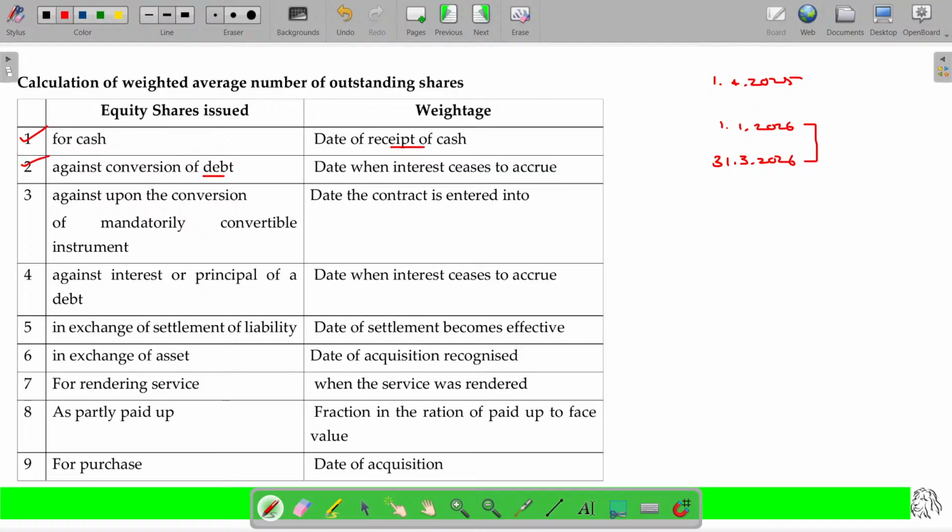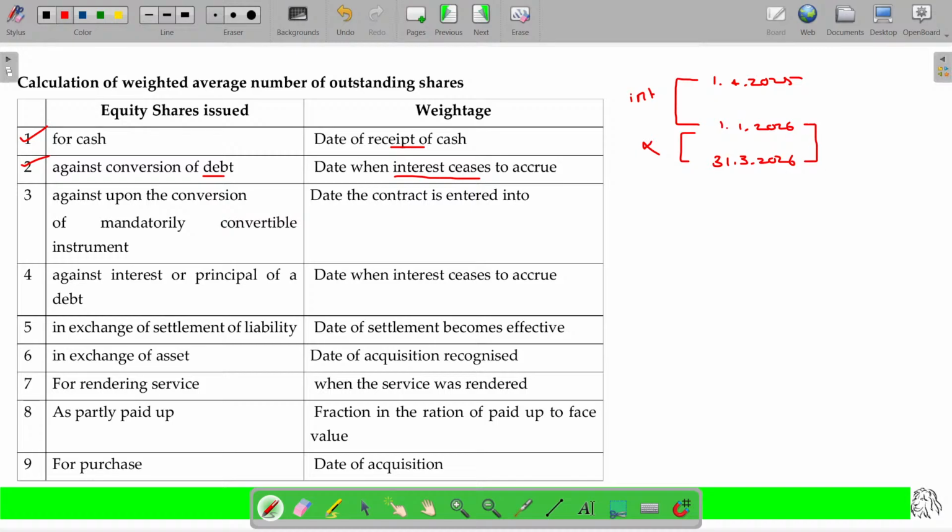In case of conversion of debt into equity share, what happens? The moment when interest ceases to accrue. So in the current year, from 1/4/2025 to this date, interest will be payable, thereafter interest is going to be stopped. It means the debt is converted into equity share on 1/1/26. So you have to give the weightage from this date onwards. Is that clear? That's the logic.